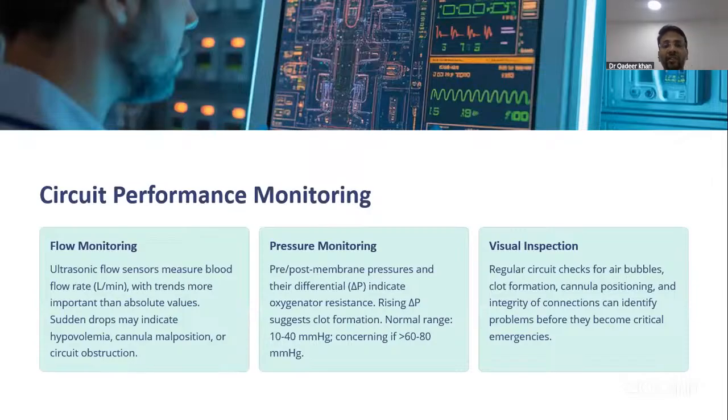Circuit performance monitoring is also one more important thing which we need to understand. We have an ultrasonic flow sensor which measures the blood flow, and a sudden drop may indicate hypovolemia, tandem malposition, or a circuit obstruction. As I told, pre-membrane and post-membrane pressures are monitored, and the circuit is regularly inspected for any air bubbles. We call it a torch test, wherein we use a torchlight and check for thrombosis or any clot formations in the oxygenator. That is visual inspection of the oxygenator.